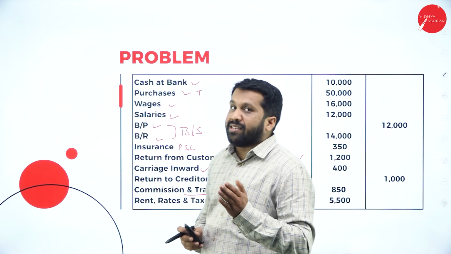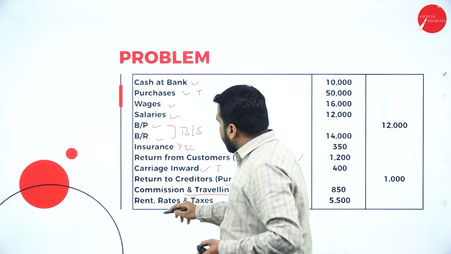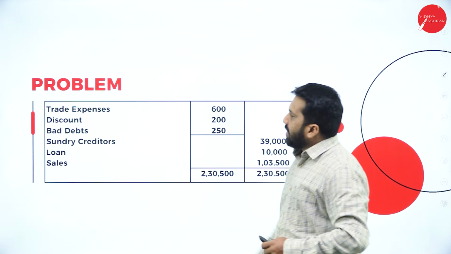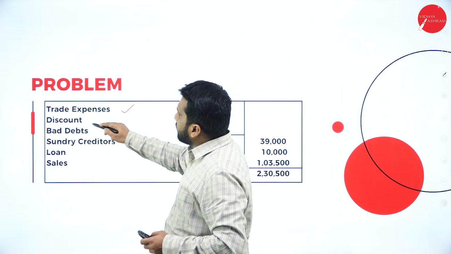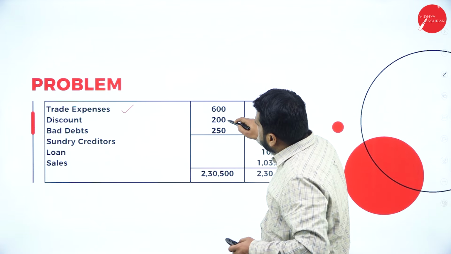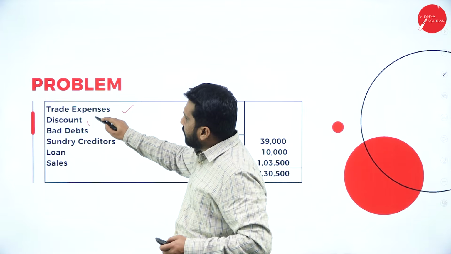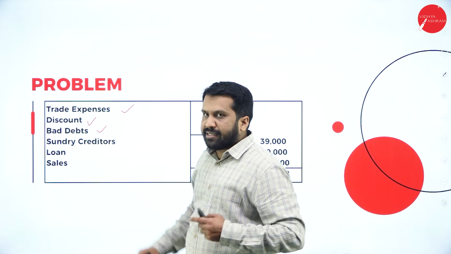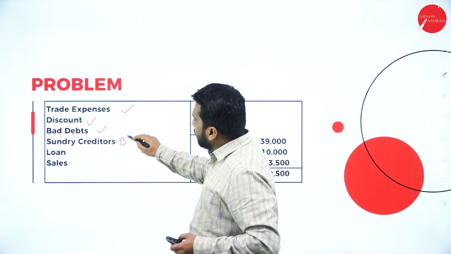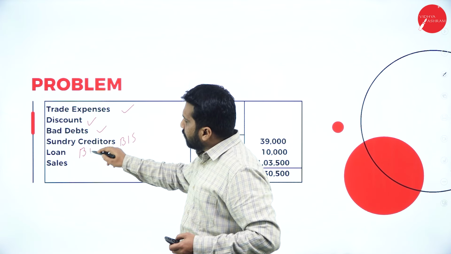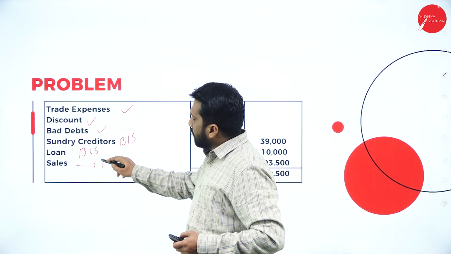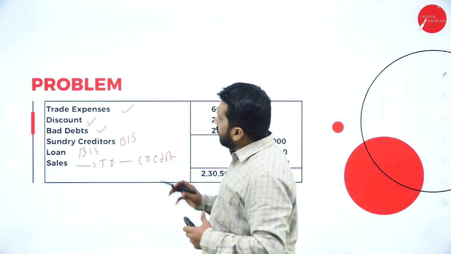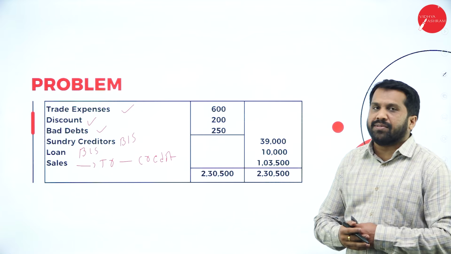All the expenses are always on the debit side. Rent, rates and taxes, again expenditure, which side? Debit side. Trade expenses, debit side. Discount allowed is an expense, so it should be on the debit side. Bad debts, debit side. Creditors, balance sheet. Loan, balance sheet. Sales, trading account, credit side. These are the simple things you are supposed to remember.